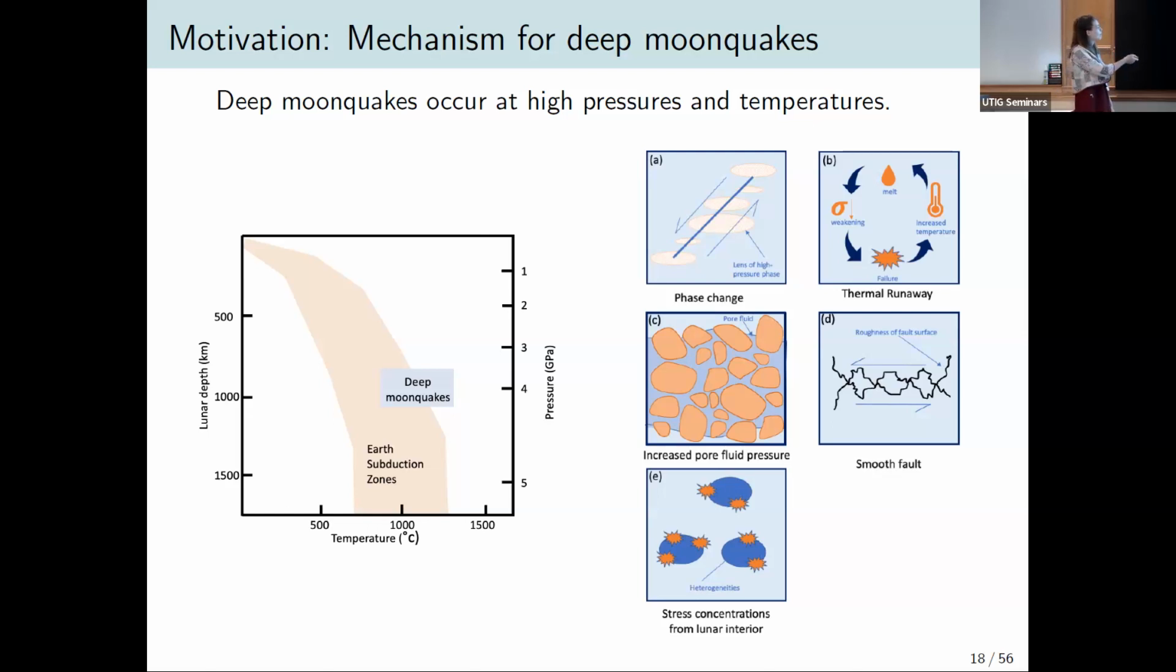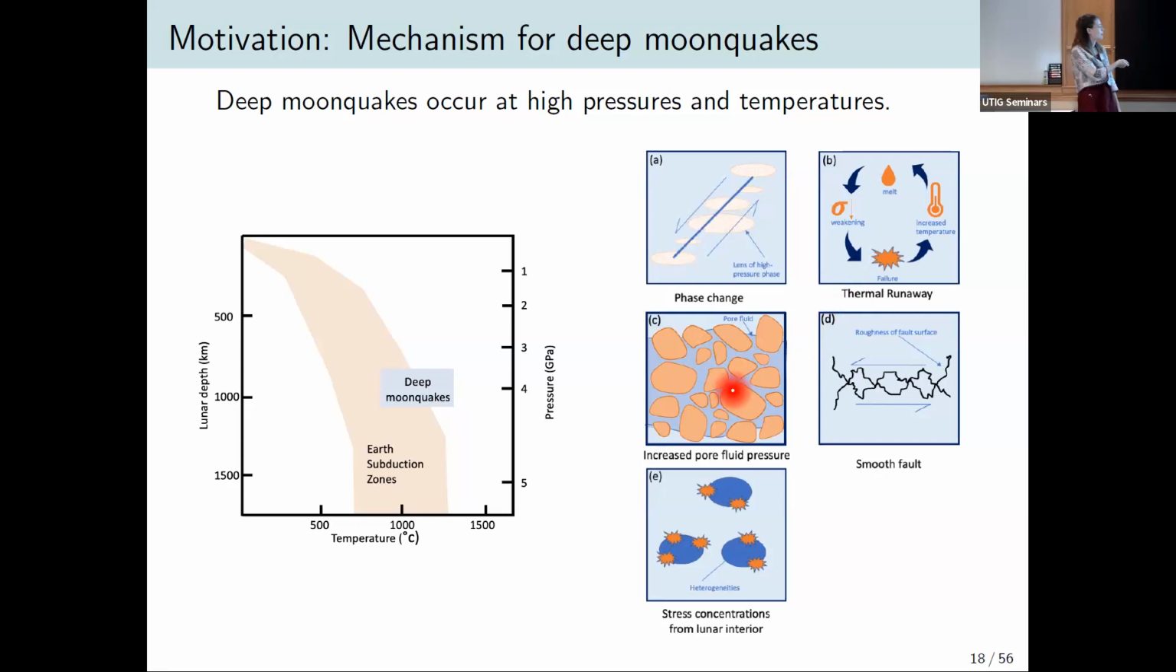And up here, you can see in this figure, these are just a couple of different models that have been used to explain intermediate depth earthquakes. And so the question is, if it's the same pressure and temperature conditions, is maybe a similar mechanism working inside the moon? So the first one up here, could a phase change be causing some stresses? Maybe. This second one is thermal runaway. This is basically where you get a little bit of slip and the fault will get hotter, and then it will get weaker, and then it will slip more. And so you get this runaway process.